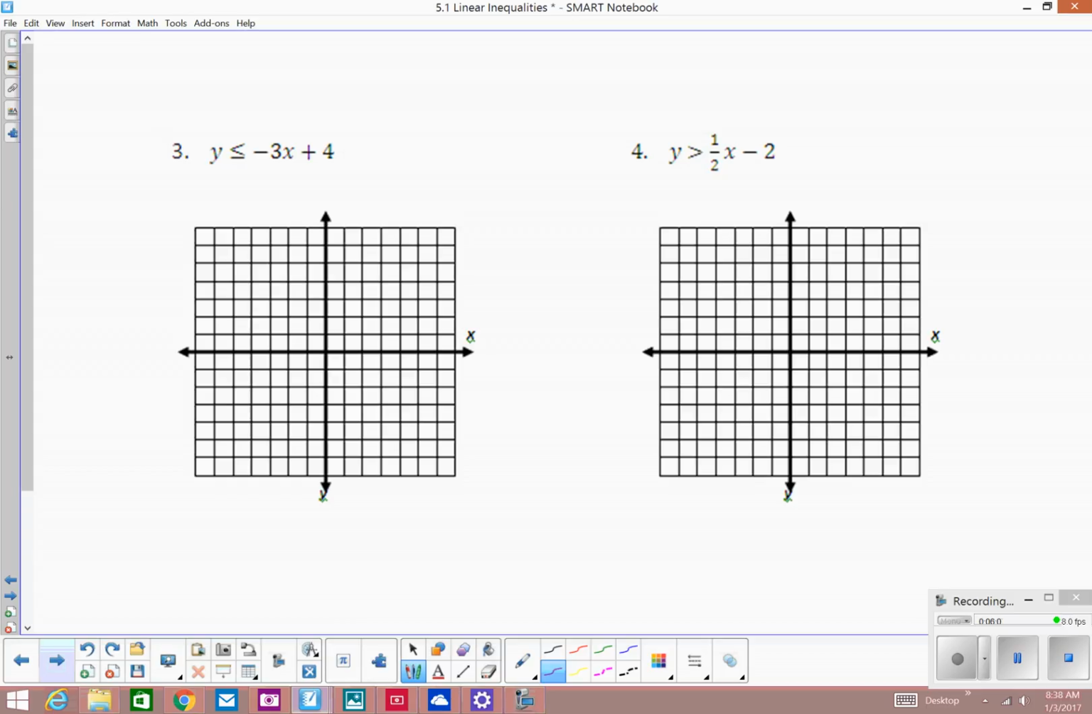Okay, I'm going to go through one more example. I'm going to skip 3. I want you to practice 3. You can pause the video and practice, and then I'm going to show you number 4.